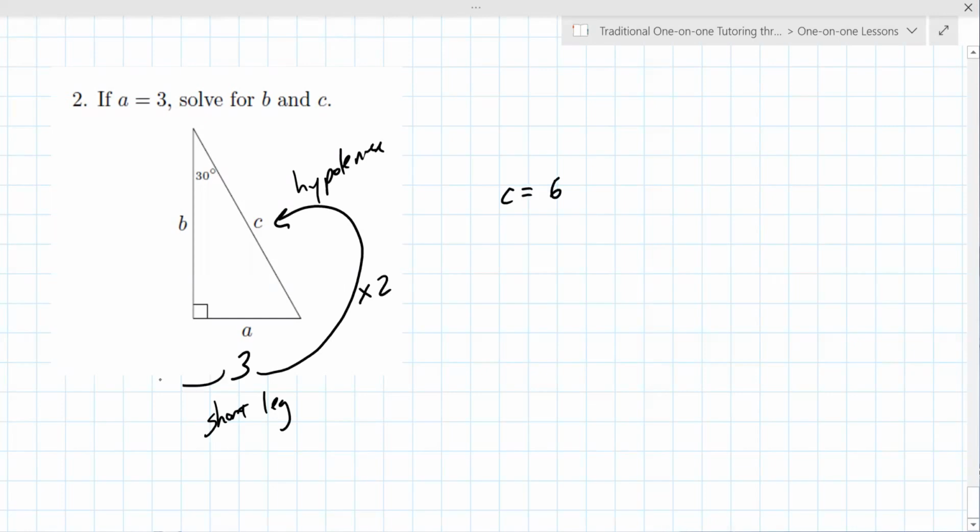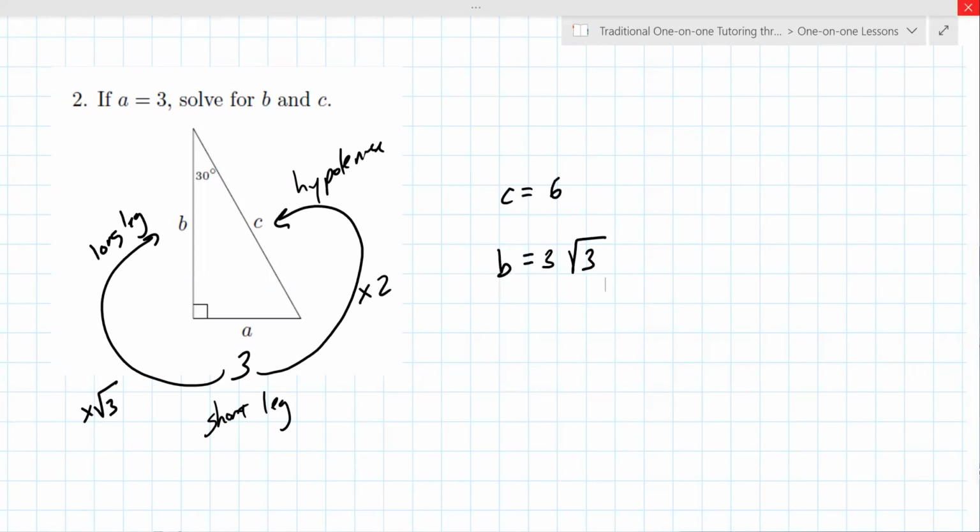To go from the short leg to the long leg, you multiply by the square root of 3. So what is the value of B? It's 3 times the square root of 3. Okay. Let's try another one.